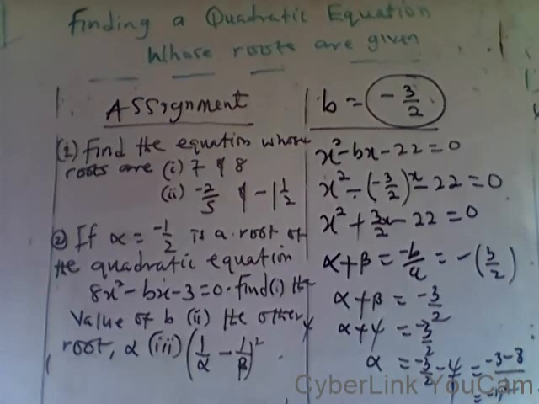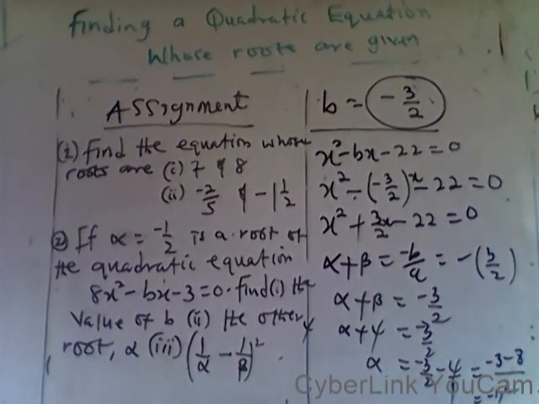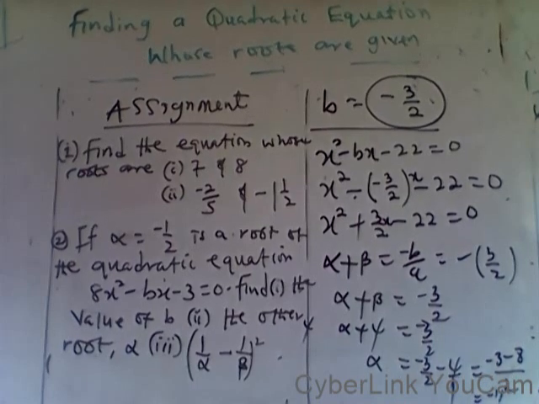For the second one, you are told that alpha is minus 1 over 2, a root of the quadratic equation, and that equation is 8x squared minus bx minus 3 equals 0. You have to find: 1, the value of b; 2, the other root; and 3, the value of 1 over alpha minus 1 over beta, everything squared. That is the assignment.